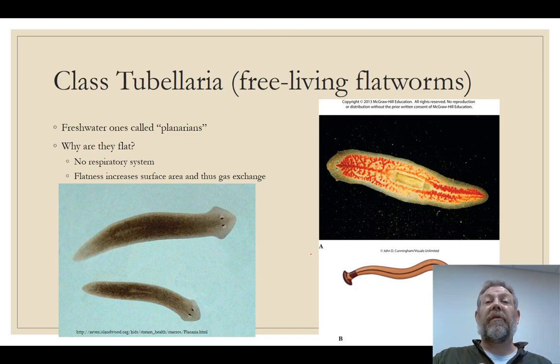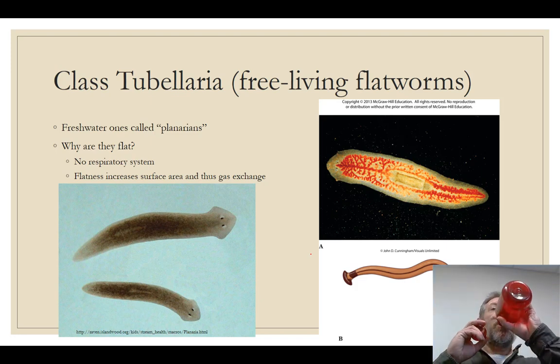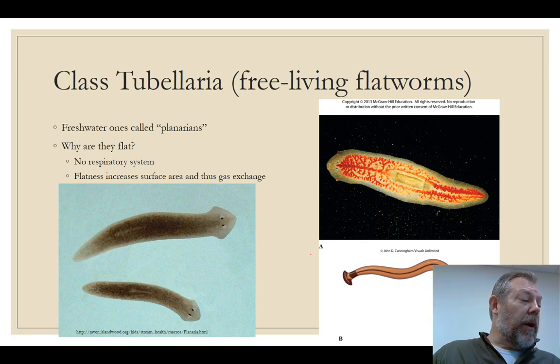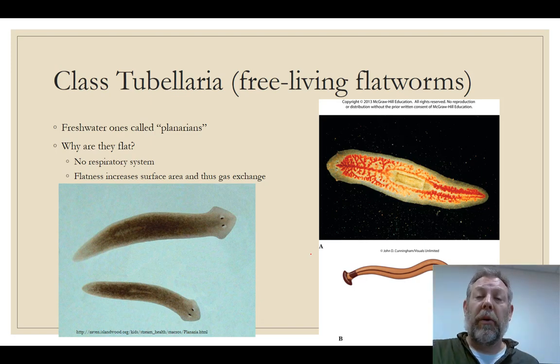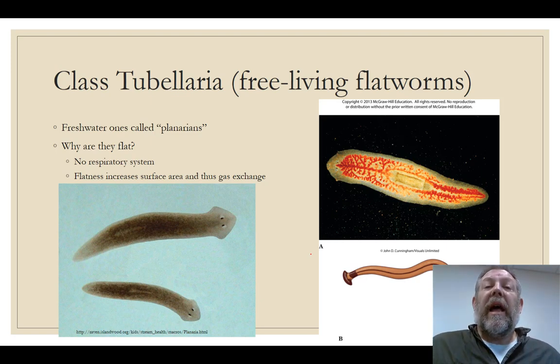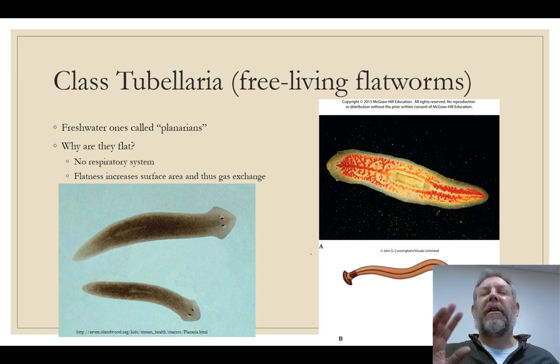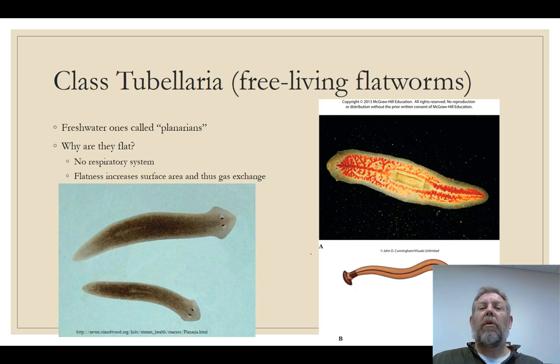Planarian is really just for the freshwater version, but there are lots of marine planarians, so flatworms that live in the ocean. The ones that we're looking at in lab are freshwater. Again, planarian is just freshwater. I misspoke there. So flatworms that live in the ocean are not planarians. They're just in this class. And the phylum as a whole are called flatworms.